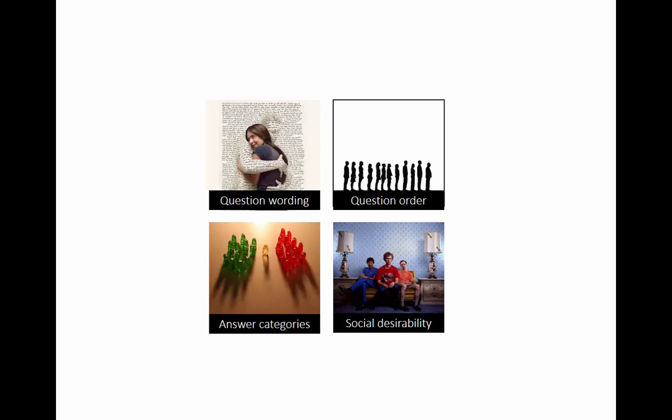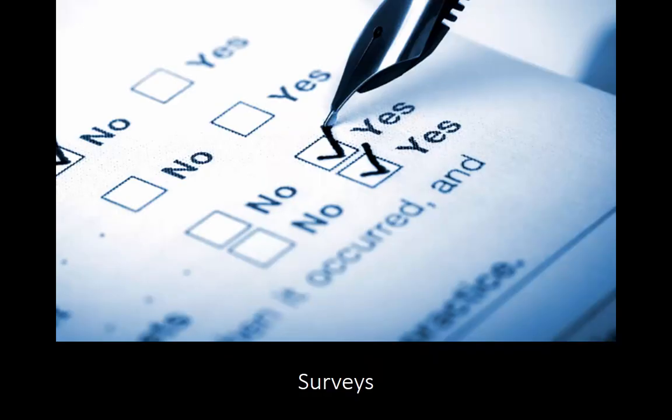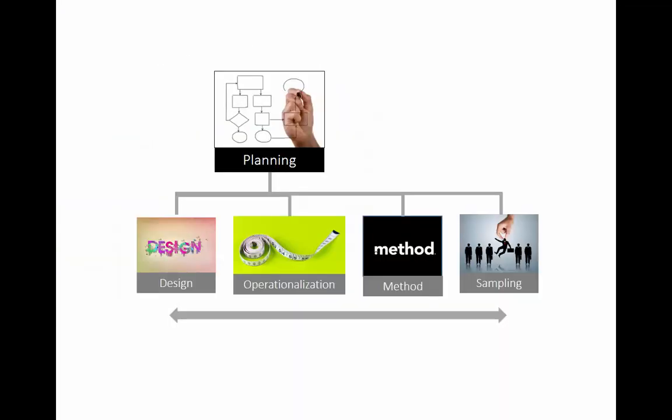We have had this a bunch of times here already: something just seemed so straightforward. How do we know something? How do we explain something? And in the end you realize, hang on a moment, we should actually think about these kinds of things a little bit. So I have four things that I want to talk about here: question wording, question ordering, then answer categories, and social desirability. Okay, let's get started with surveys first.